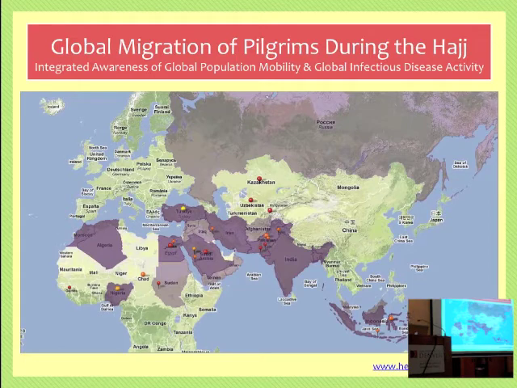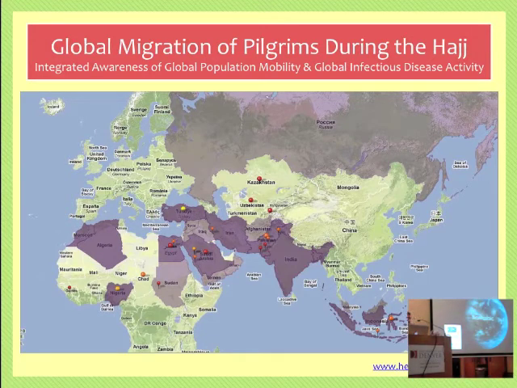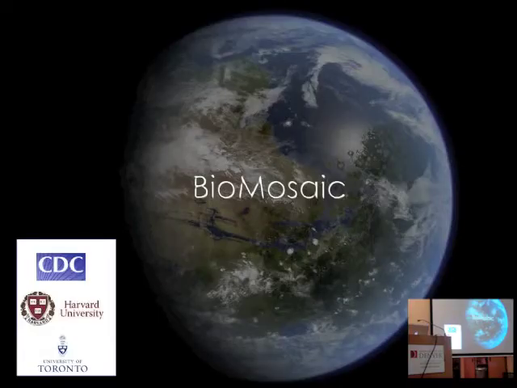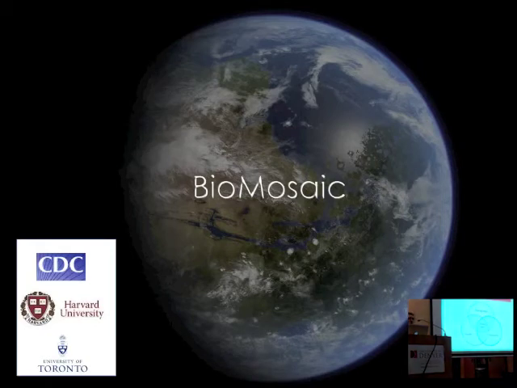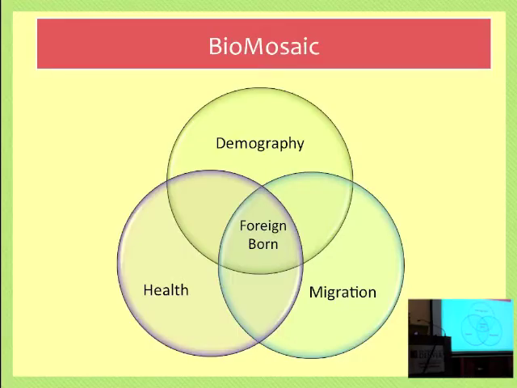On that note, we've been trying to take that a step further with a project we've been working on, again with Biodiaspora and the CDC, called Biomosaic, which is trying to, once again, contextualize those HealthMap alerts. We're trying to contextualize them on 3 different axes: demography, migration, and health. And you might wonder why foreign-born is at the center of this.